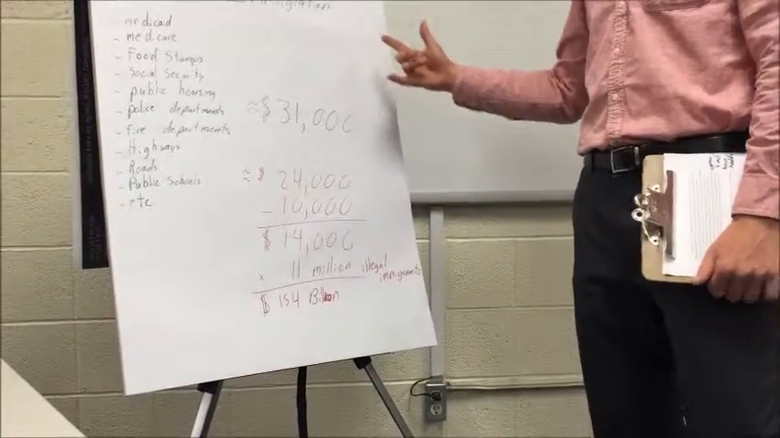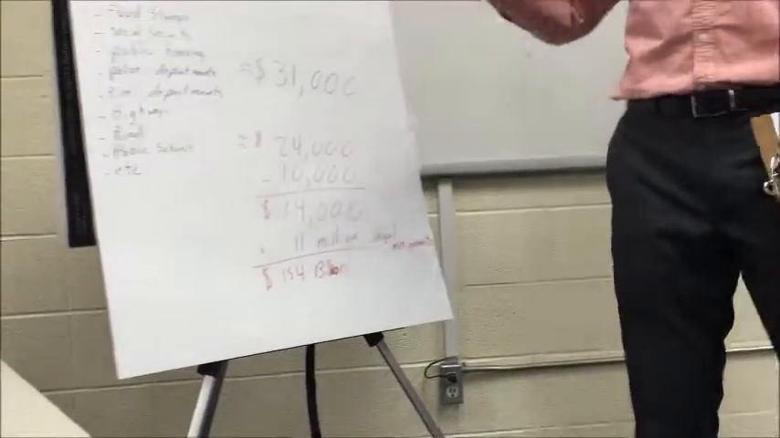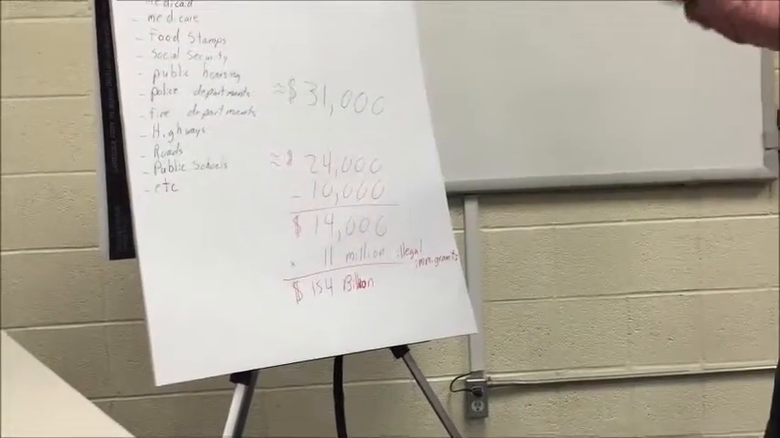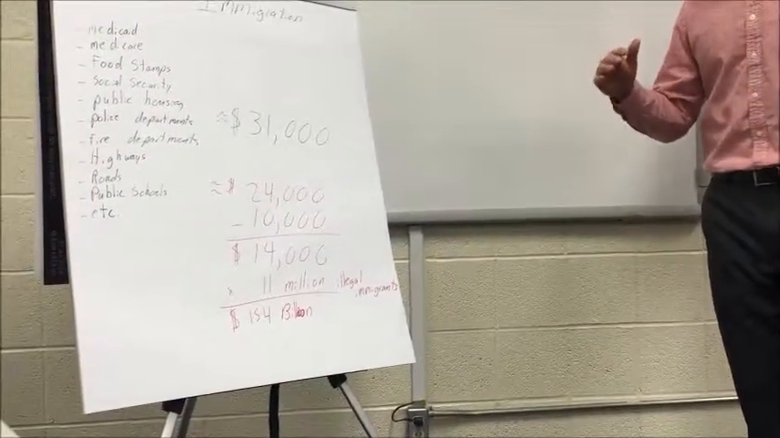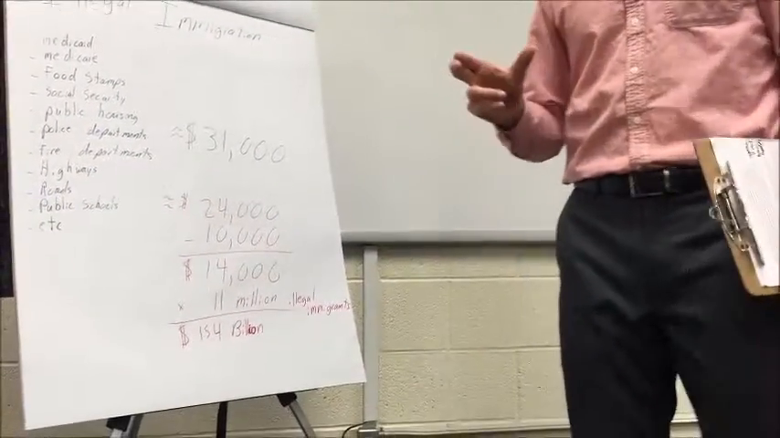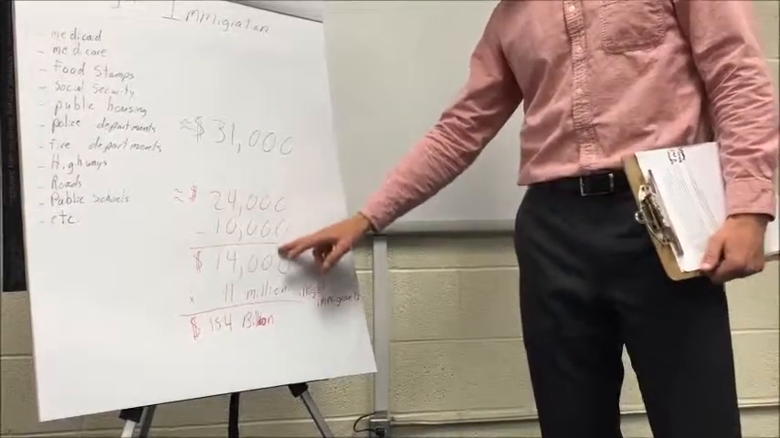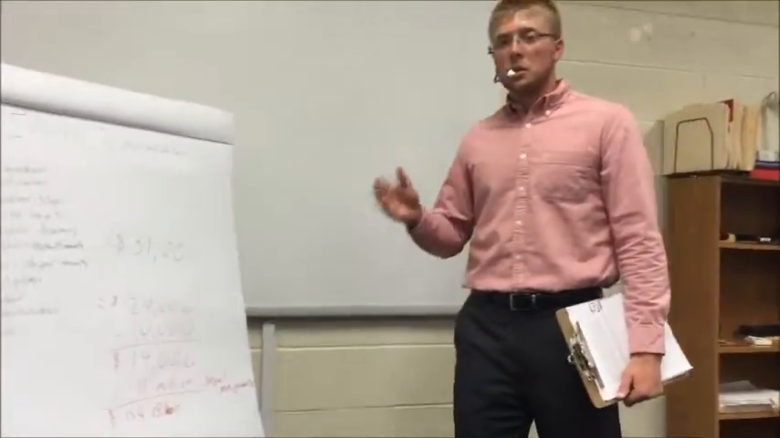But since illegal immigrants are not properly documented, don't have the proper forms, they can't receive all of these things. So they only receive things like the fire department help and the police help and the public roads and schools and stuff like that. So they only receive $24,000 in government benefits. They only pay back $10,000 in taxes. So that leaves the government with a $14,000 deficit for every single illegal immigrant.